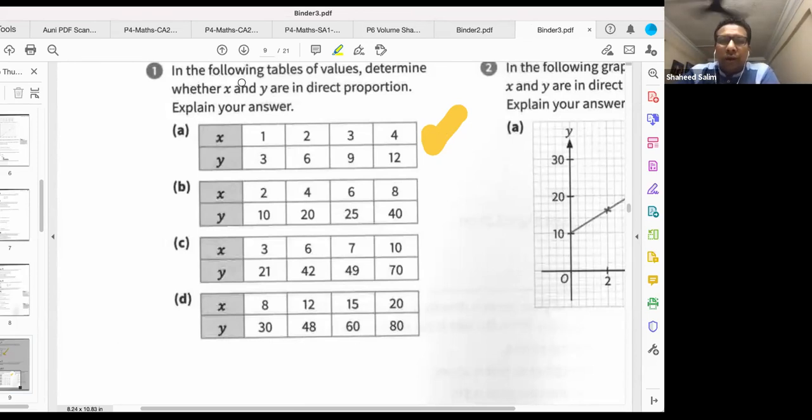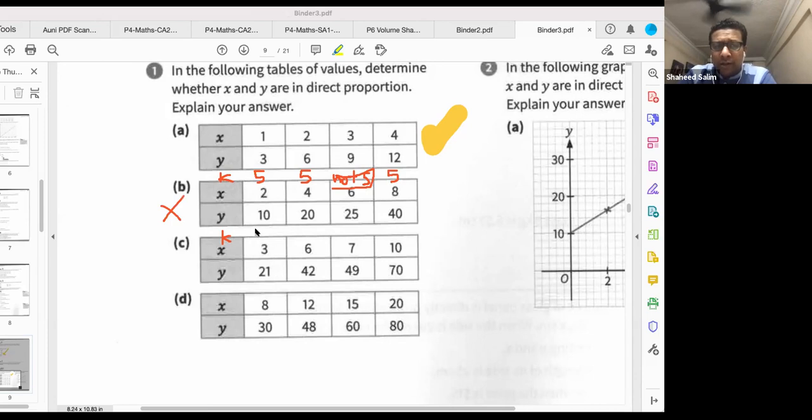So we try the next one. We've got to find out what k is now. How to find k? Take y divided by x. We write k down here. 10 divided by 2, 5. Good. 20 divided by 4, 5. 25 divided by 6, not 5. We don't need to write it, but it's not 5. 40 divided by 8 is 5. So this one, not 5, means it's not directly proportional. So B is not.